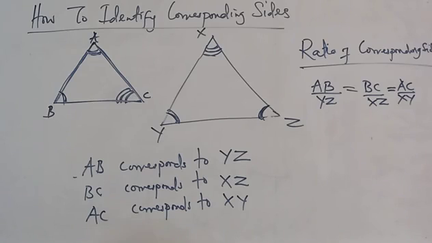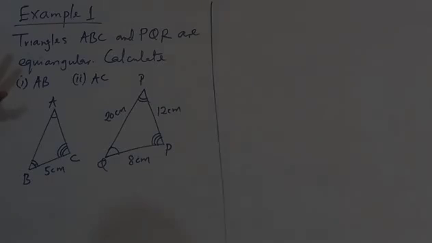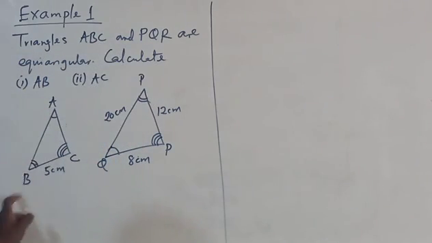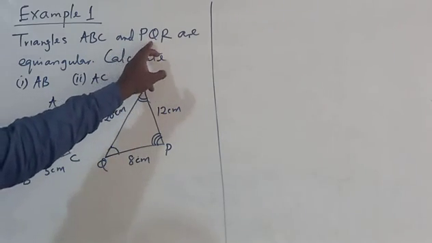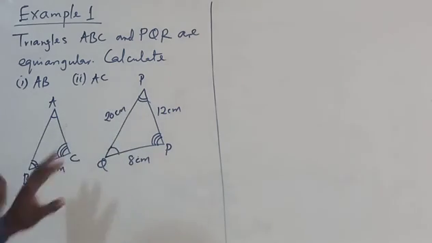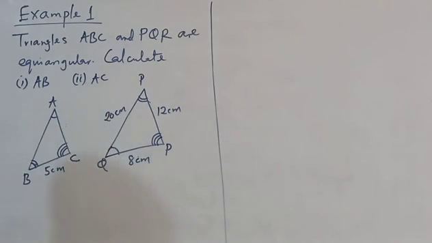So the next stage is to see how we can use this to solve problems. I'll try as much as possible to give you at least 3 examples in this video before we conclude it. So example 1: triangles ABC and PQR are equiangular. That is, they have equal angles.